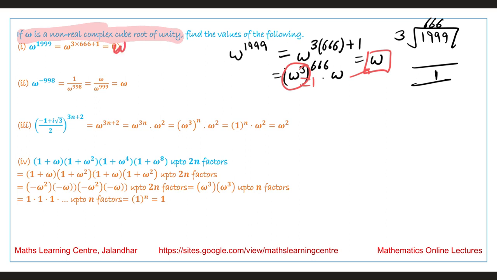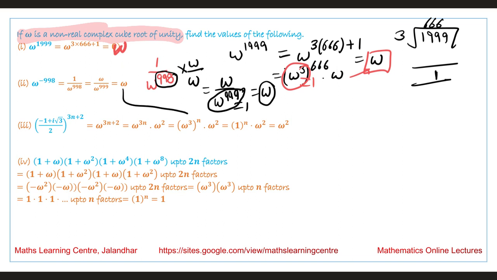Next we have this value, it is omega. Next is omega raised to the power minus 998. We are saying it is 1 over omega raised to the power 998. Now we want to change this term to a power that is a multiple of 3. So we multiply and divide by omega. This will become 1 by omega raised to the power 999, with omega in the numerator. This is a multiple of 3, so the answer is equal to 1. So this value we get is equal to omega.